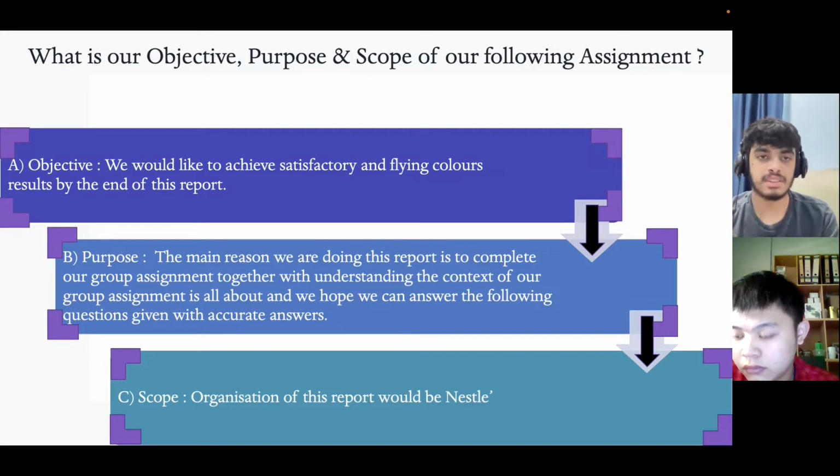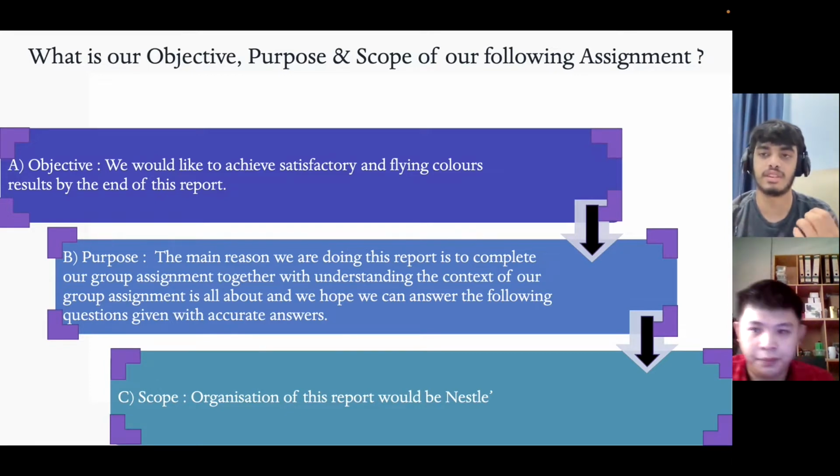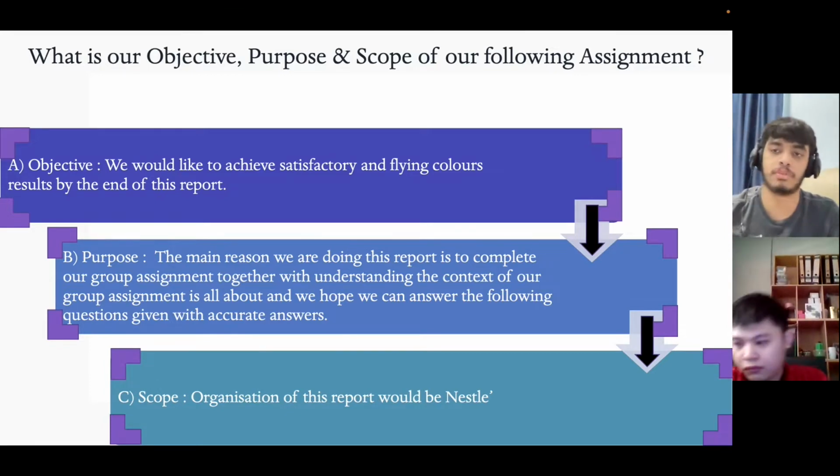And our purpose, the main reason we are doing this report, is to complete our group assignment together with an understanding of its context, which is mainly about how we can answer the given questions with accurate answers. So our purpose is to complete our assignment and also understand what is going on. And lastly, our scope: the organization of this report will be Nestle. Basically, Nestle is the company we chose for our group assignment.